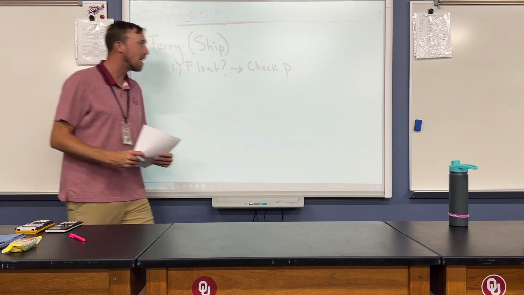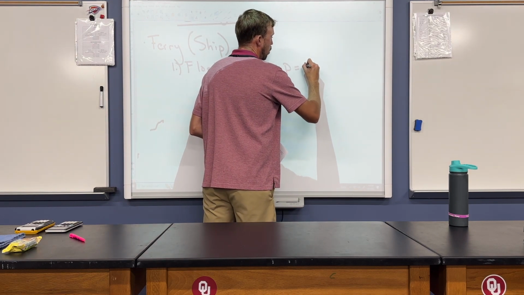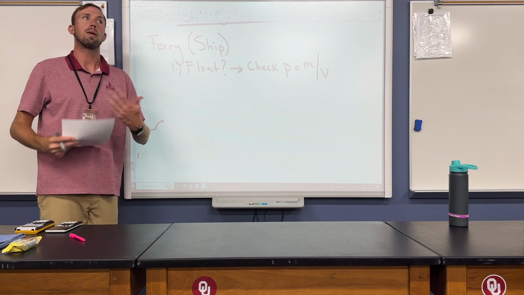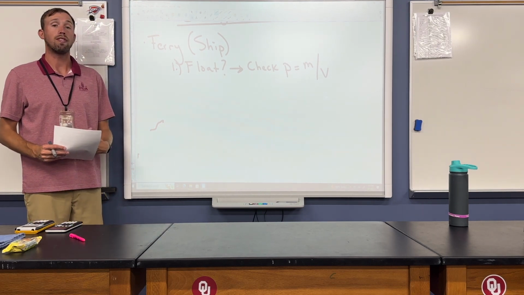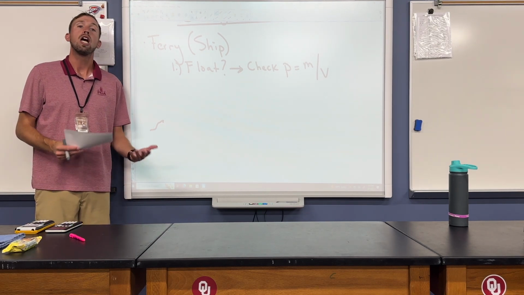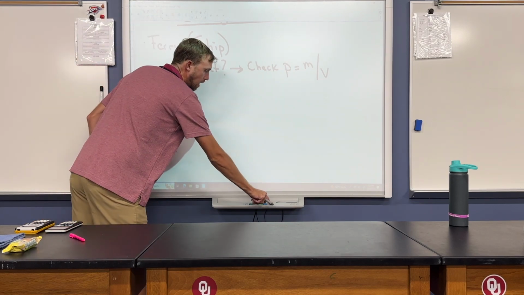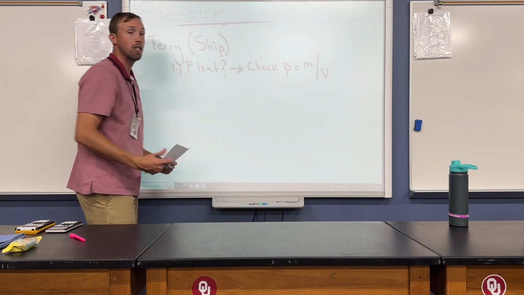Now, as we've talked about, density is a ratio of mass and volume. So when we start to look at some of the different parts of our ferry, we're going to have to look at how massive those are, as well as how big those are. And this will be one of the main things that we have to check, is to make sure that our ferry does in fact float.